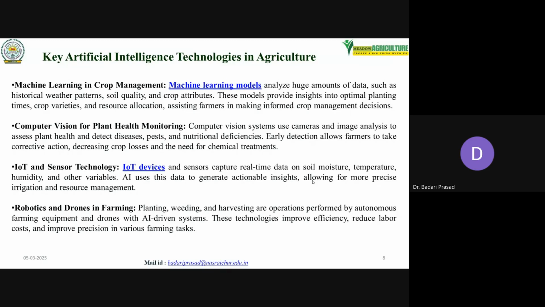So similarly, computer vision for plant health management, apart from crop management, very specifically for pests and diseases. We have computer vision systems using cameras and image analysis systems to detect insect pests and nutritional deficiencies. Early detection allows farmers to take corrective actions, decreasing crop losses and the need for chemical treatments.